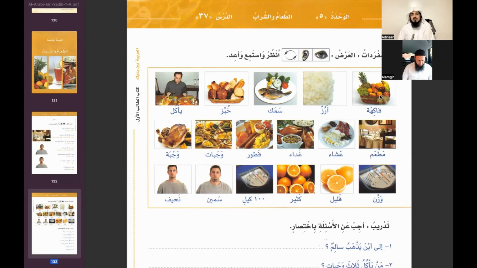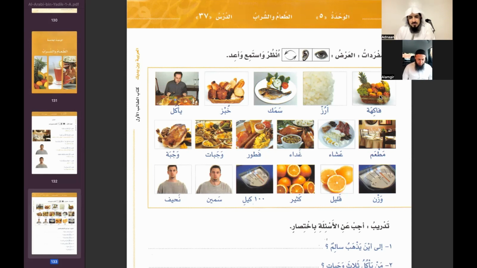Next, we have wazn, the weight. Qalil is few. They try to show you in the next picture that qalil means little and kathir means a lot. They've given the example with oranges. And then 100 is mi'ah. Mi'ah kilo, 100 kg.